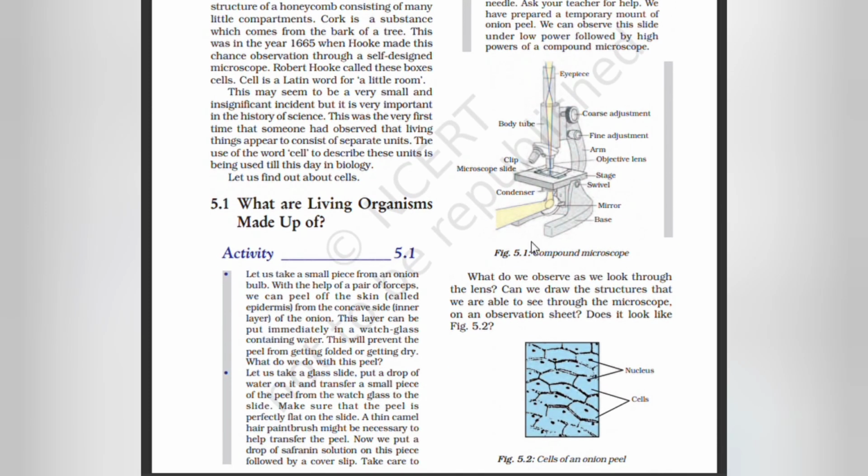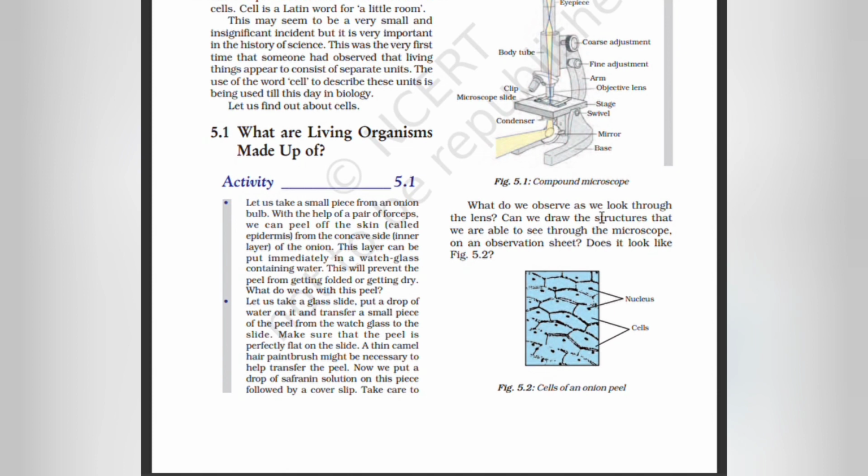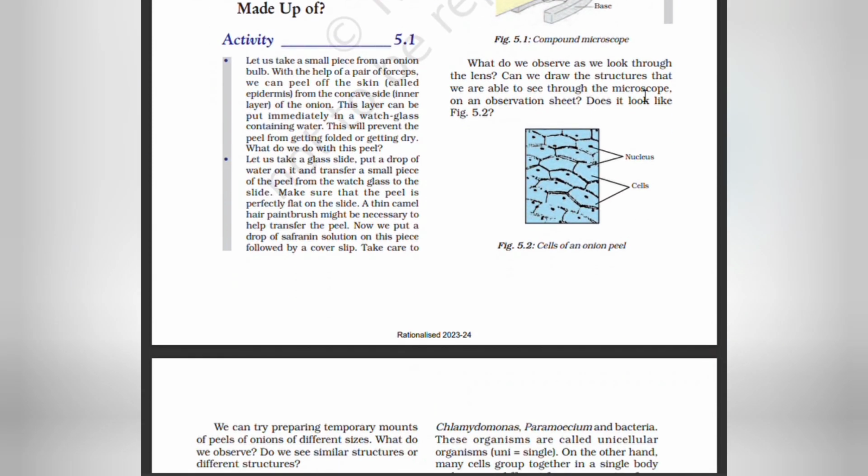What do we observe as we look through the lens? We can see the structures that we are able to see through the microscope. So here in the microscope, what we can see is the eyepiece, body tube, coarse adjustment, fine adjustment, arm, objective lens, clip, microscope slide, stage, swivel, condenser, mirror, and base. That is what we observe. We look through the lens and see the structures on the observing sheet.